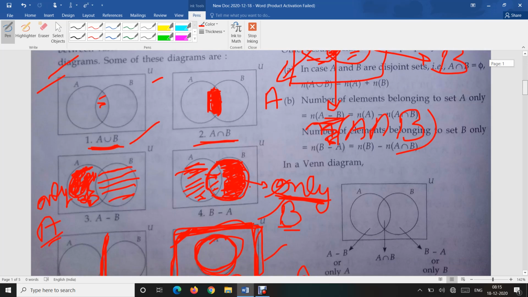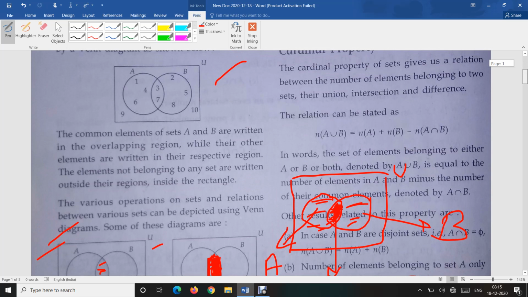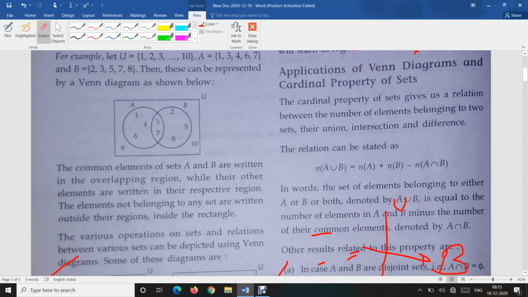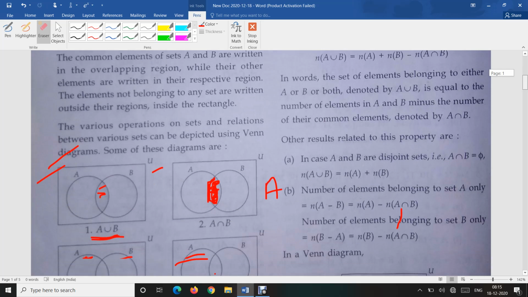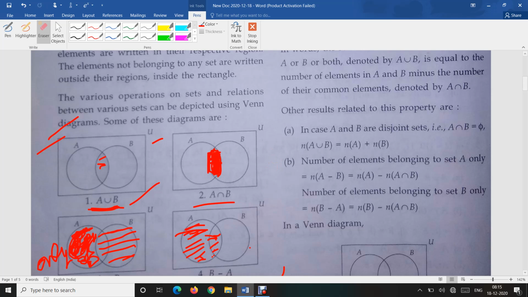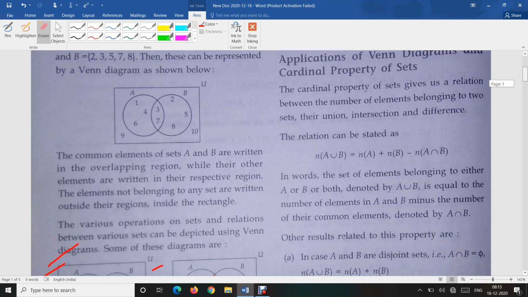So these were the various operations for these Venn diagrams. Now we have some applications of Venn diagrams and some cardinal properties of sets. Now we will understand all these applications and all these properties. For that, let us erase all these things so that we can read everything easily.